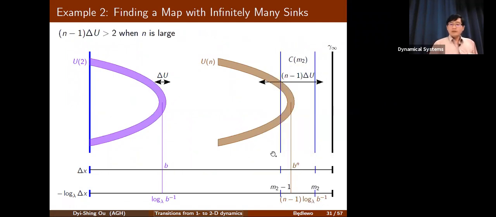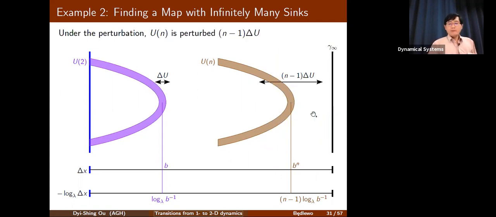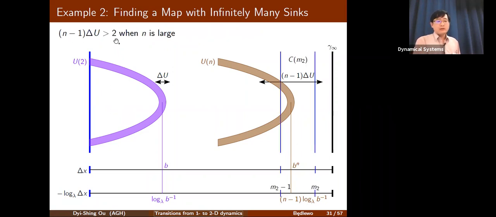However, what happens to this when we perturb delta U? When we perturb delta U here, this is n minus 1 log B inverse. So the perturbations here will be n minus 1 delta U. So what does it mean? When n becomes very large, the perturbation here will be very large. So we assume that n is very large such that this quantity is greater than 2. So if this quantity is greater than 2, then this includes two integer numbers here and here.